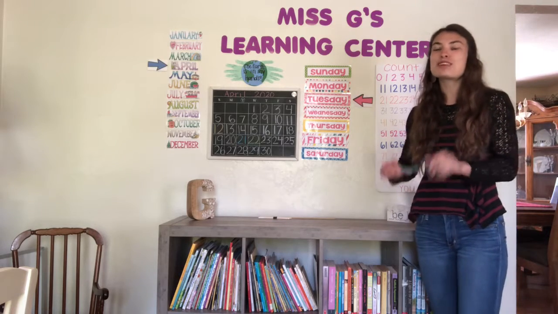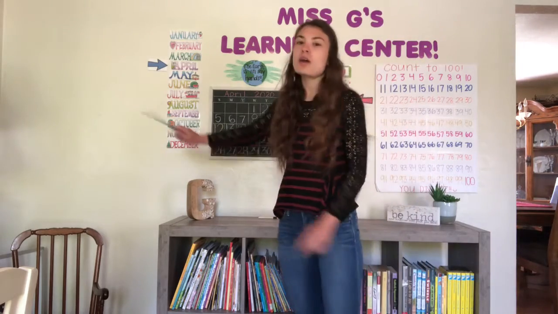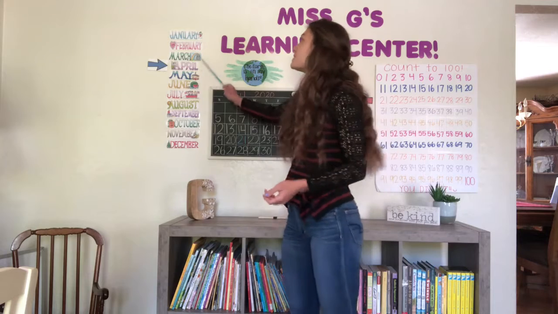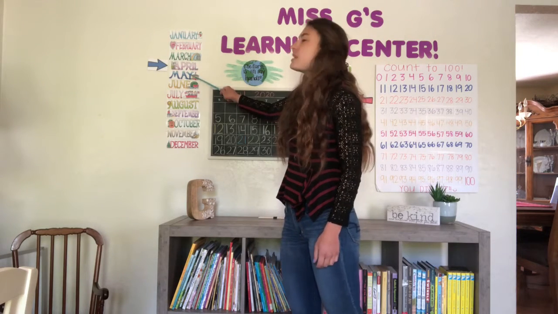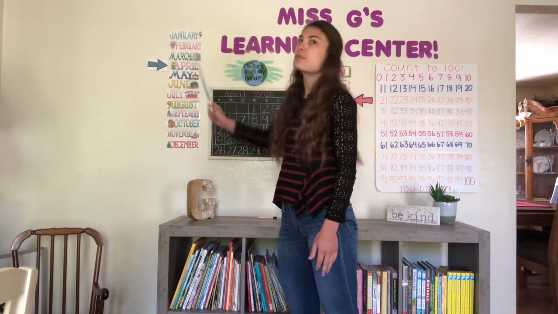Good job, guys. I'm really proud of you. Let's move on to our months of the year. So our arrow is pointing to April because we know that this month is April. We see that last month was what? Last month was March. This month is April. Next month is May, because we know that April showers bring May flowers.